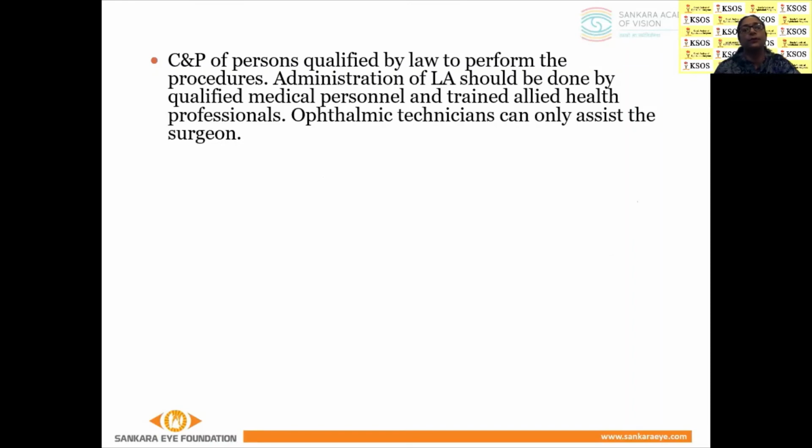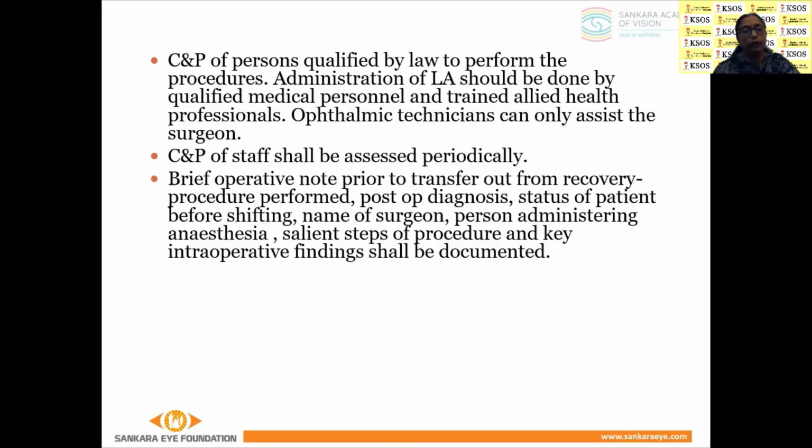The credentialing and privileging of persons qualified by law to perform the procedure. So only they perform the procedure. So administration of LA should be done by a qualified medical professional and trained allied health professionals. Ophthalmic technicians or optometrists can only assist the surgeon, but per se they are not allowed to do the ophthalmic anesthesia. The credentialing and privileging of the staff has to be assessed periodically according to their level of training.